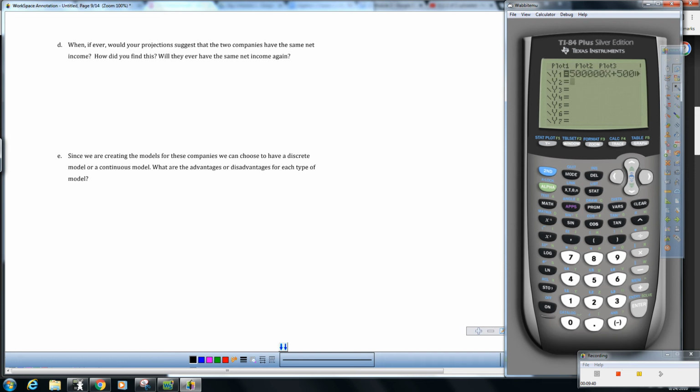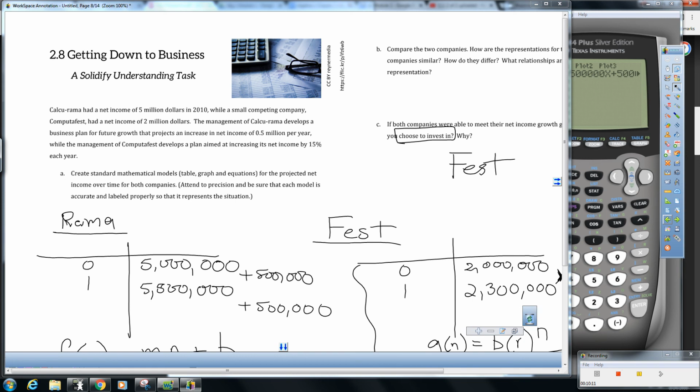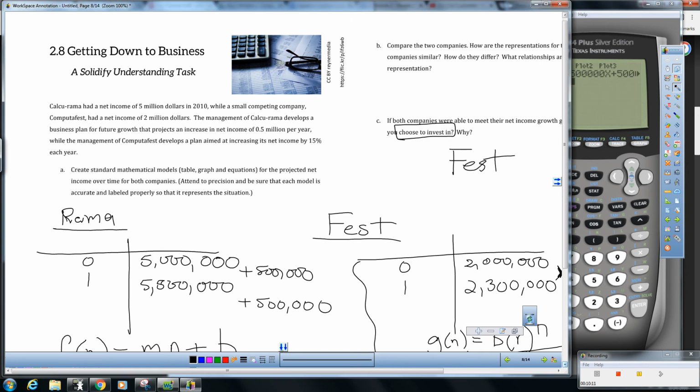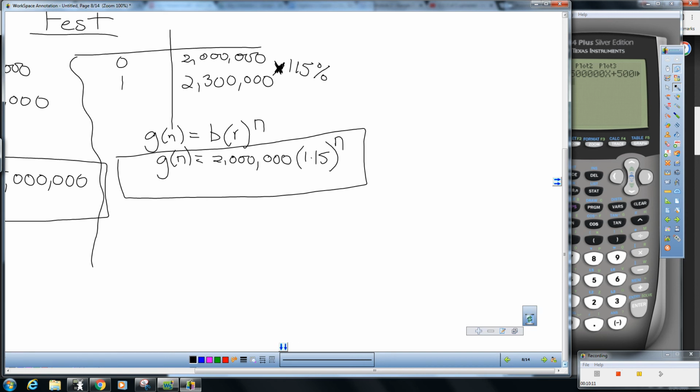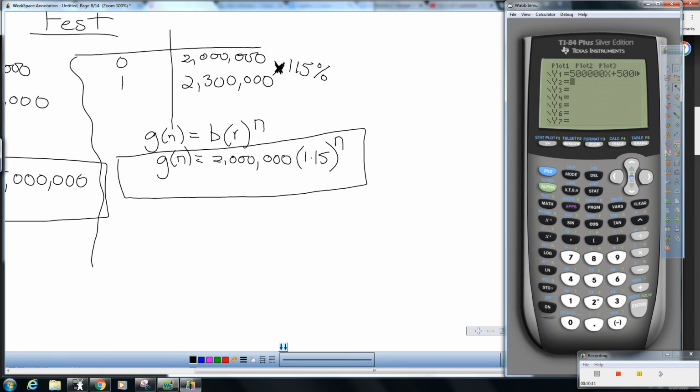The second company. The second company was, let's see, let me scroll back real quick. Let's see, it was B times R to the N. It was 200,000 times 1.15 to the N. 2 million, where we started, times 1.15 to the X power.